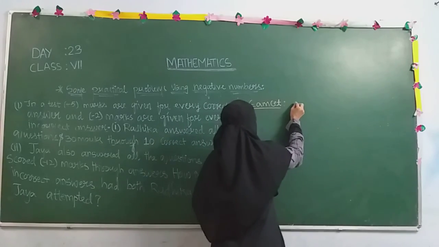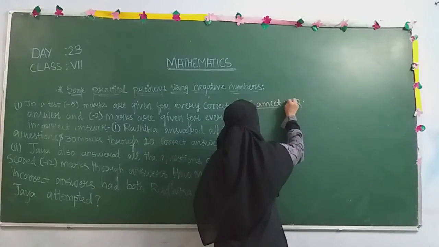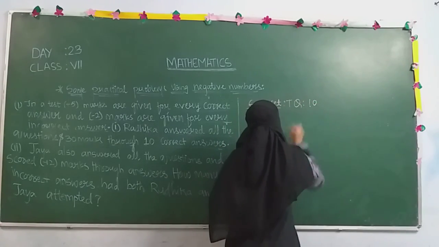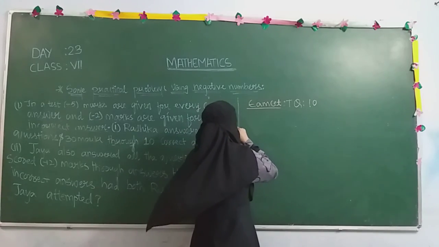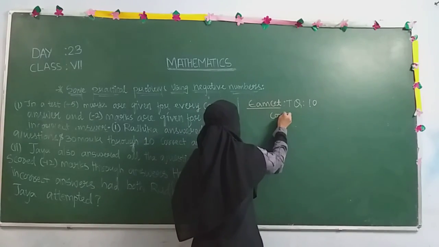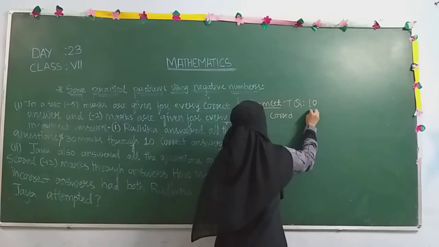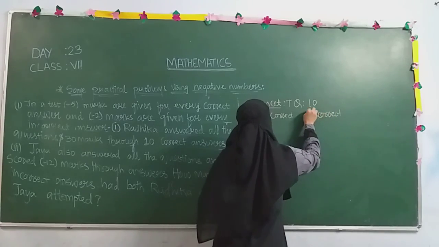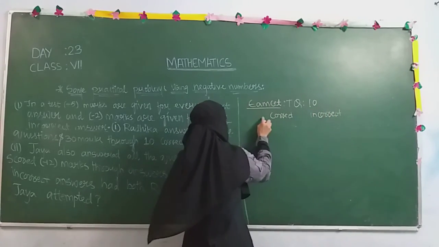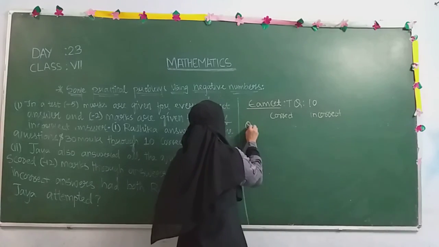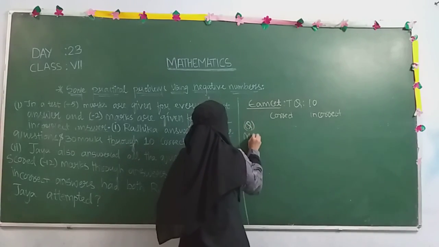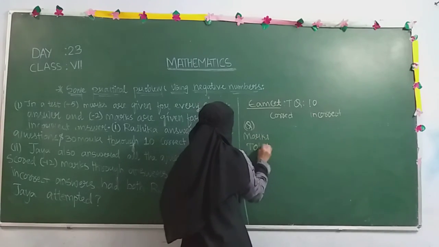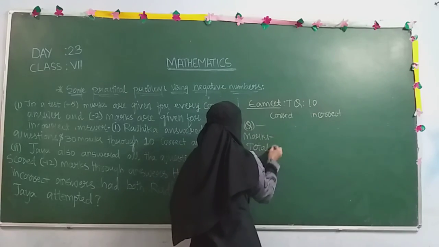Suppose total questions are 10, and each question carries 1 mark. You have attempted some correct and some incorrect. Maybe there is a possibility that you attempted incorrect answers also. So this one is correct, this one incorrect. How many questions you have attempted correctly and how many marks you have obtained for that? Then what is your total? These three things: questions, marks, total.